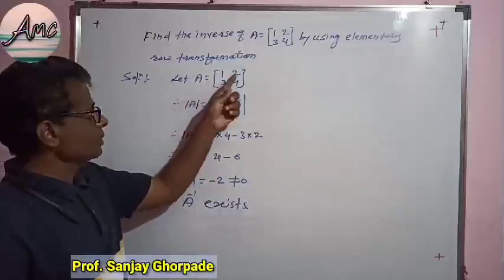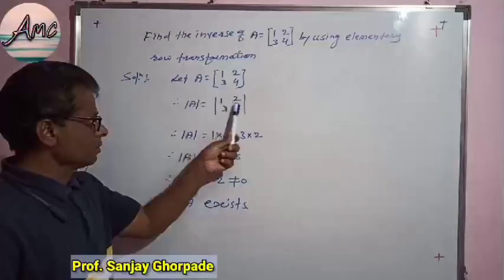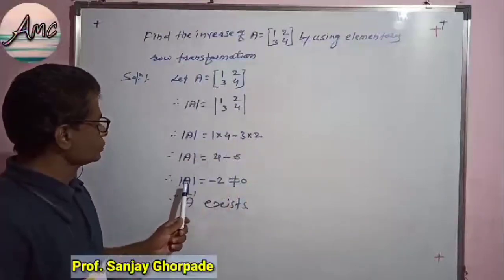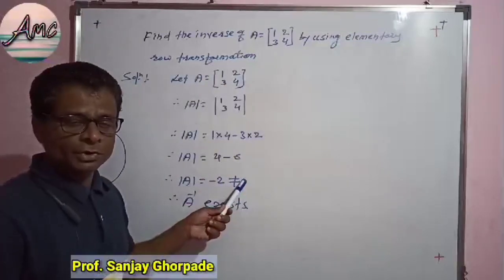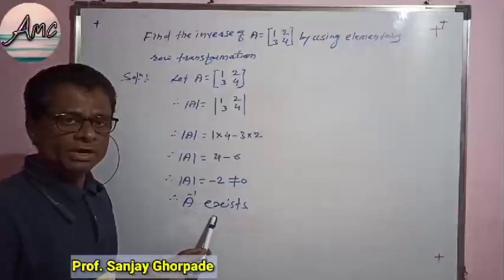Okay. Let matrix A equal to 1, 2, 3, 4. Determinant of A equal to 1, 2, 3, 4. Find the value of this determinant. 1 into 4 minus 3 into 2. 1 4s are 4 minus 3 2s are 6. So determinant of A equal to 4 minus 6 is minus 2. Definitely not equal to 0. Means what? It is a non-singular matrix. Therefore, A inverse exists.